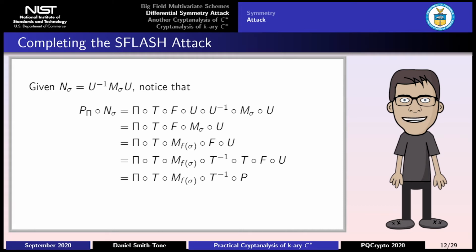Once we have such a map n sigma, we can compose it with the public key, and with a few lines of calculation that are similar to what we performed with the differential, we see that we recover a linear combination of polynomials from the full rank key. At this point, it is very likely that we can recover a full rank key and apply Patarin's linearization equations attack. Thus, Sflash is broken, and badly.